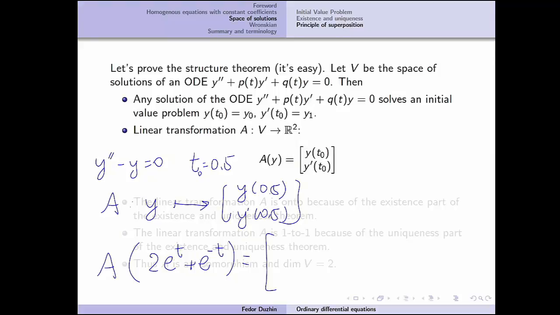The first entry is going to be the value of this function at 0.5, which is 2e to the power 0.5 plus e to the minus 0.5, and the second entry is going to be the derivative evaluated at the point 0.5, which is 2 e to the 0.5 minus e to the minus 0.5.